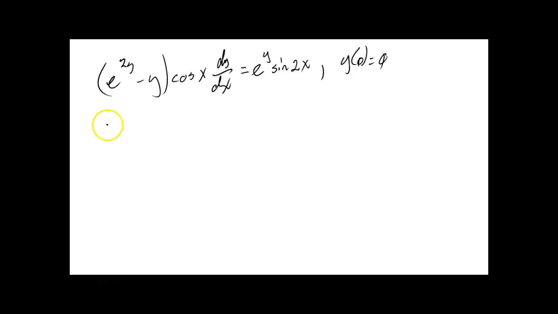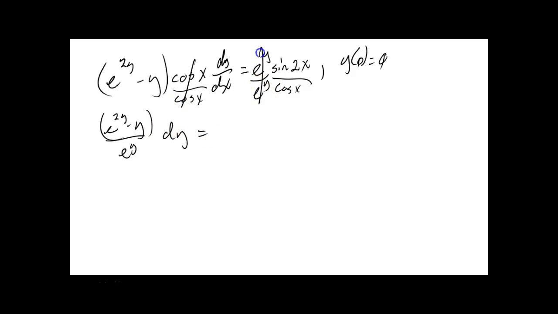So that will lead us to have e to the 2y minus y. We're going to divide out the cosine x, okay? And we're going to divide out e to the y. And these go away, and that leaves our dy here is equal to sine 2x over cosine x dx. Okay, writing it in differential form.